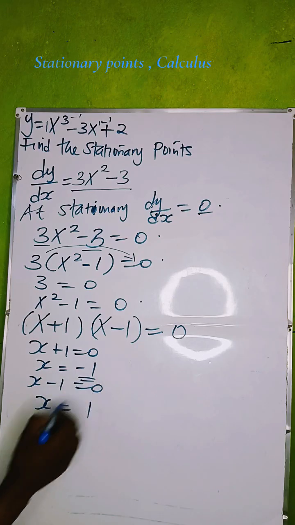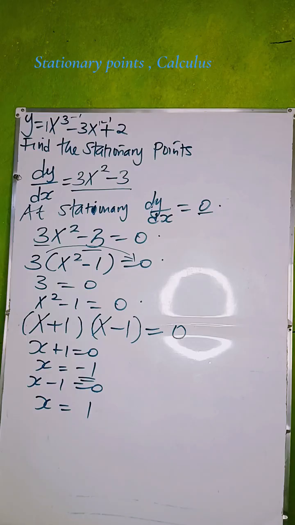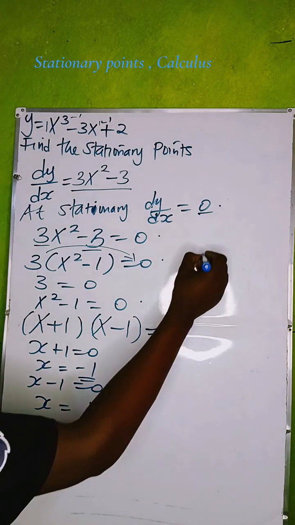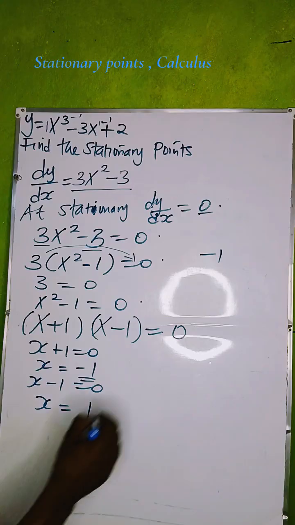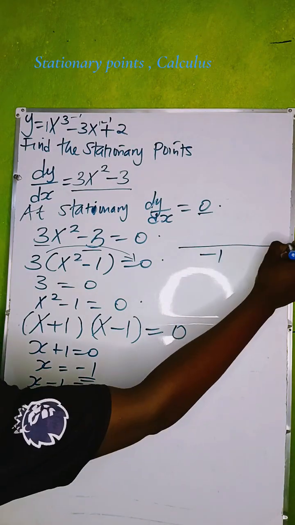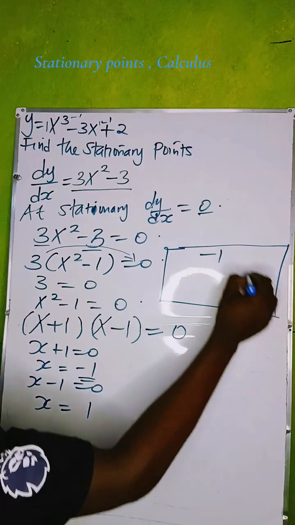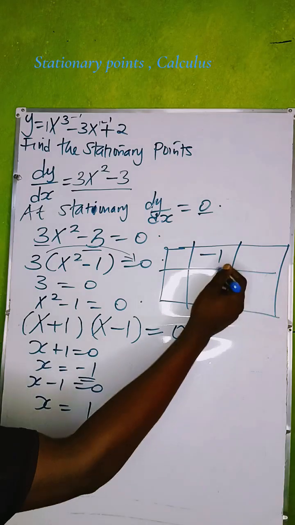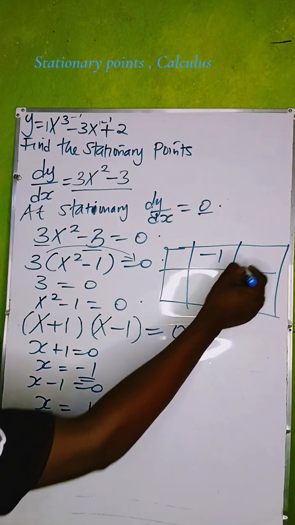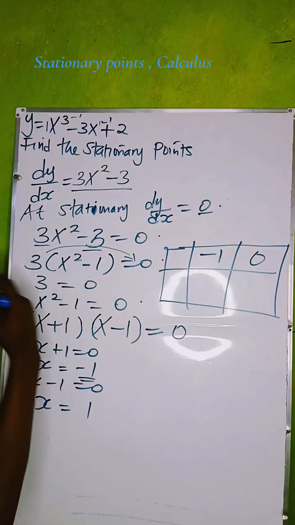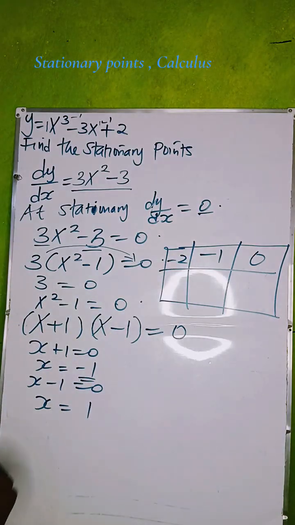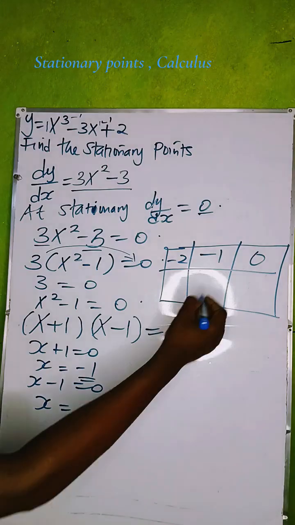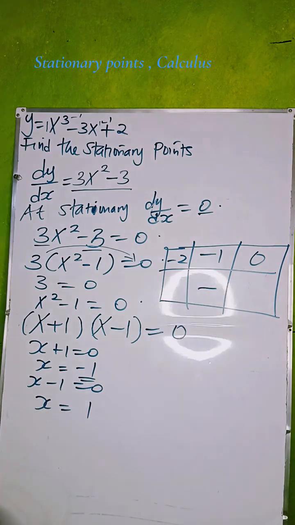We will start with negative 1. So we have negative 1, and we are going to find 2 points, both sides of negative 1. So if you move forward, you are going to have 0. When you go back once, you are going to have negative 2. So at x is equal to negative 1, that is the stationary point.